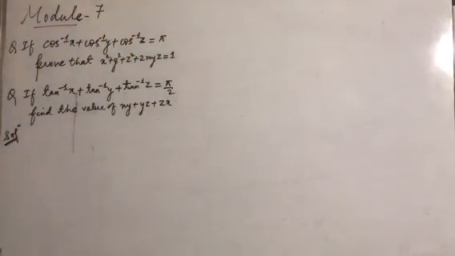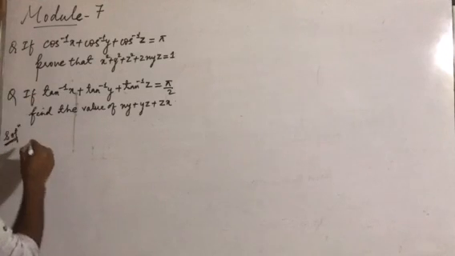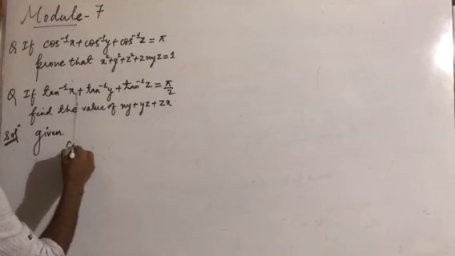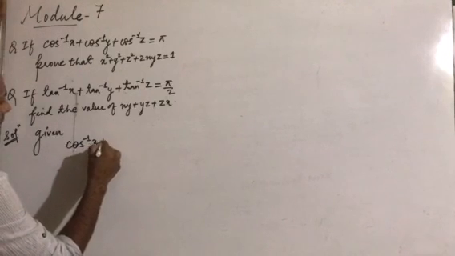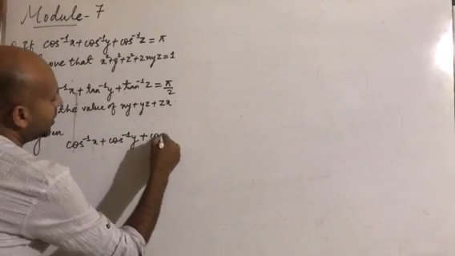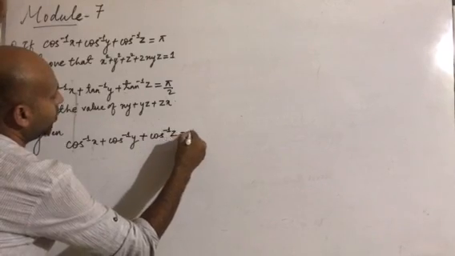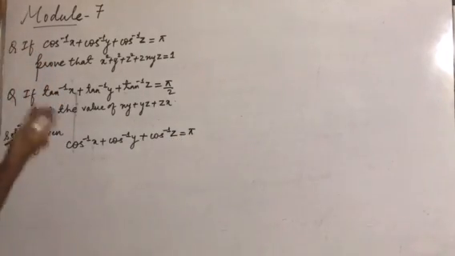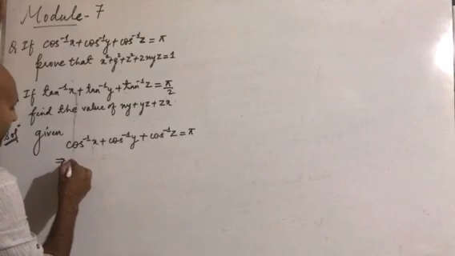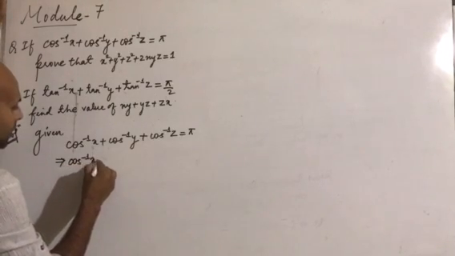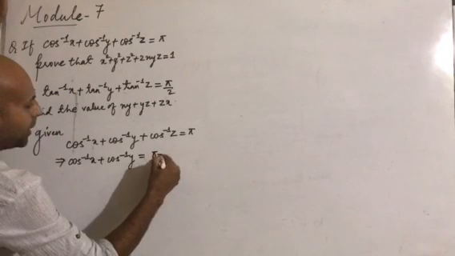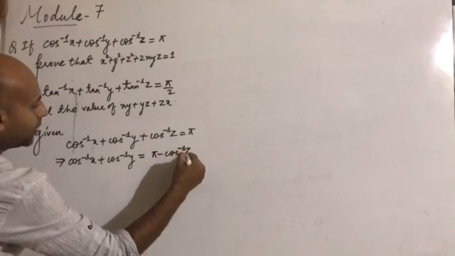So let's start with the next sum, the previous first one. Here it is given: cos inverse of x plus cos inverse of y plus cos inverse of z equals to what? Pi. So what I can do here, again the same thing will be repeated. This cos inverse z will be taken to the right hand side. So this can be written as cos inverse x plus cos inverse y is equal to pi minus cos inverse of z.